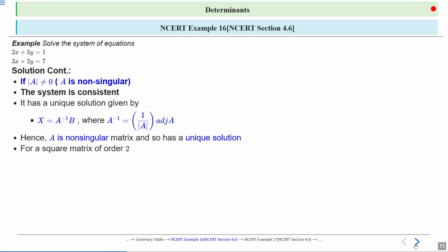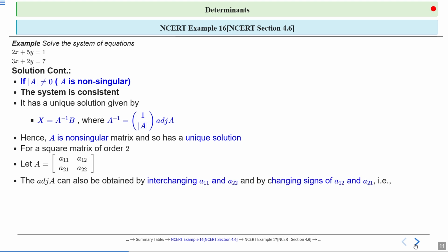For a square matrix of order 2, let a square matrix of order 2 have elements A11, A12, A21, A22. Now we try to find the value of A inverse. Then adjoint of A can be obtained by interchanging A11 and A22 and by changing the sign of A12 and A21. So we can directly find the adjoint of A in the case of a square matrix of order 2.